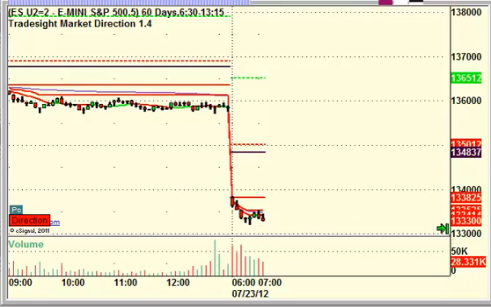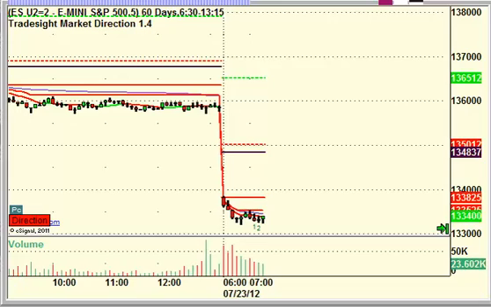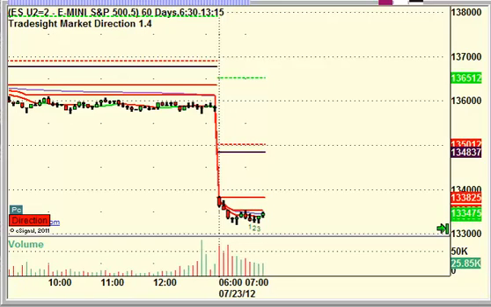So let's take a look and see how the market played out here. Went a little lower, as you can see, came back up here. Now we're almost an hour in at this point in time.